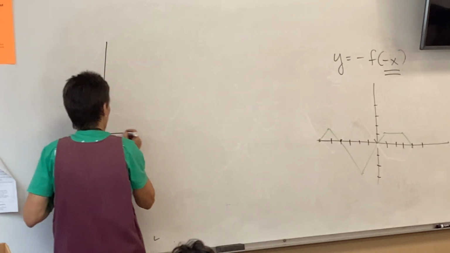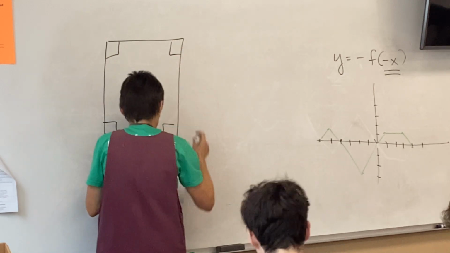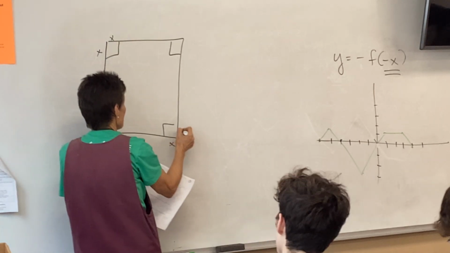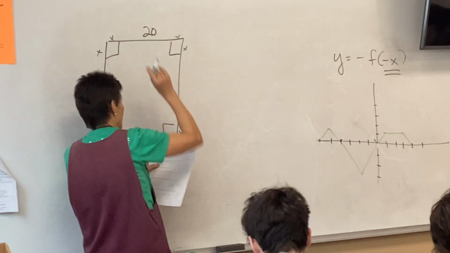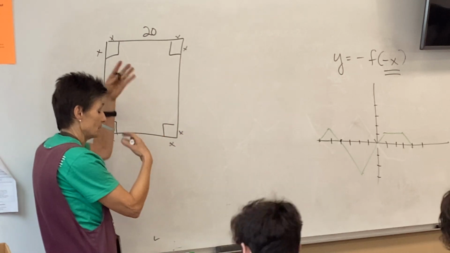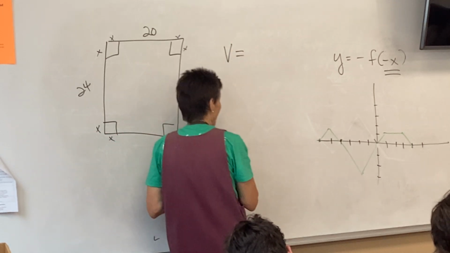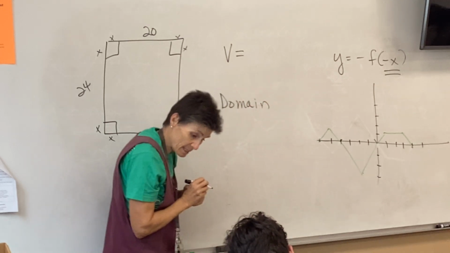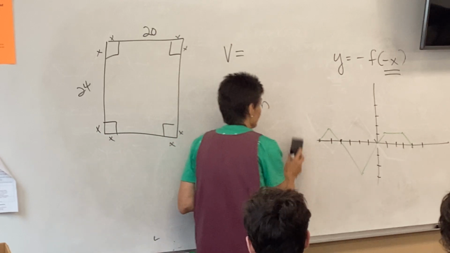So it's another box problem, so let's see who was paying attention yesterday. A square of side x is cut from each corner of a 20 by 24 piece of paper. The sides are folded up to form a box. We need to write an equation for the volume. We need to discuss the domain. And then we need to find the maximum volume. Okay, so it's a three-part problem.